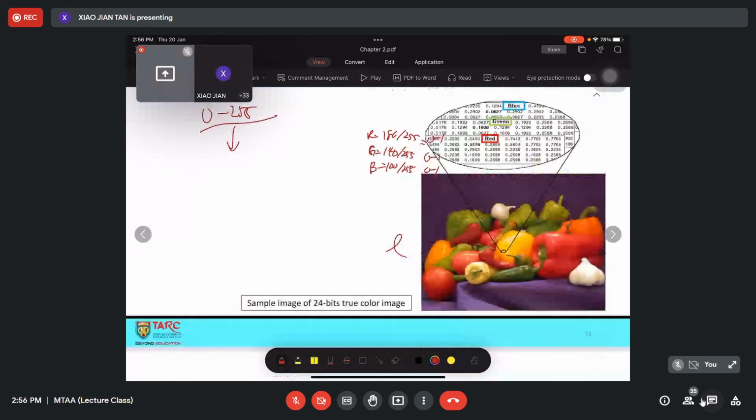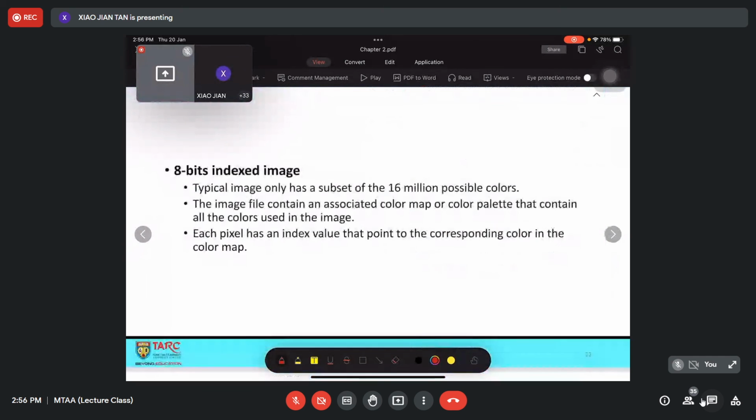This is a sample image of a 24-bit true color image. An 8-bit index image is a typical image that only has a subset of the 16 million possible colors. The image file contains an associated color map, as I mentioned just now. An 8-bit index image is also a color image, just not like RGB. It does not have 3 different values, but instead only gives you a code, and from the color map, sometimes called the color palette, you find the code and get the pixel value. Each pixel value is an index value, the so-called code that points to a corresponding color in the color map.